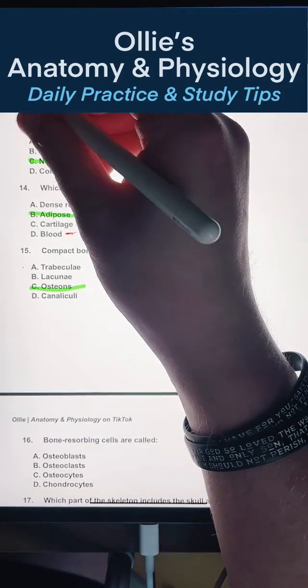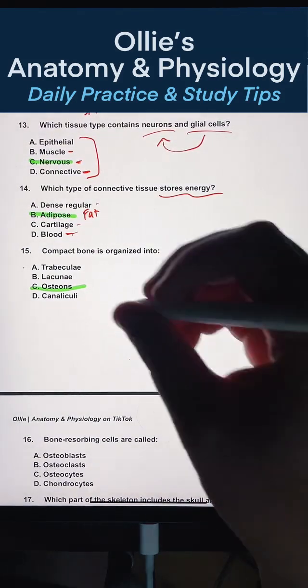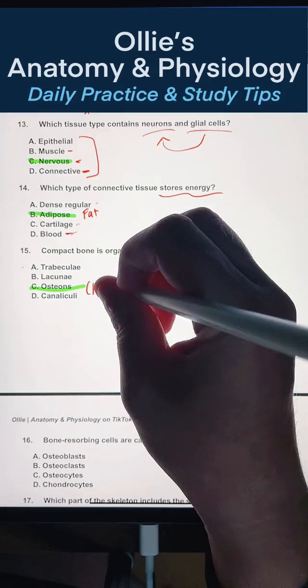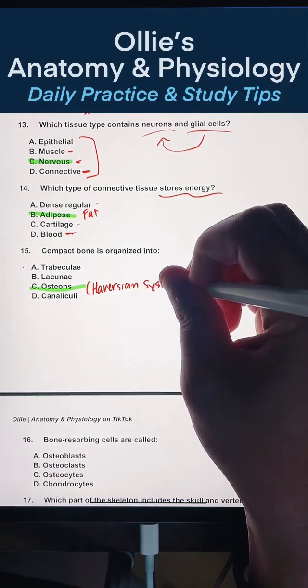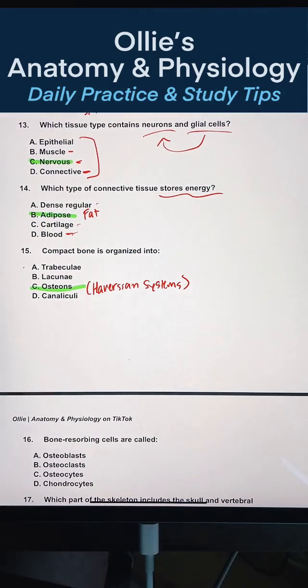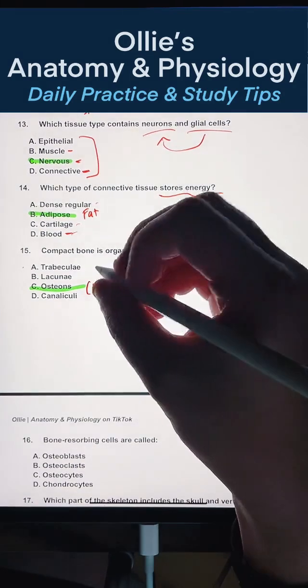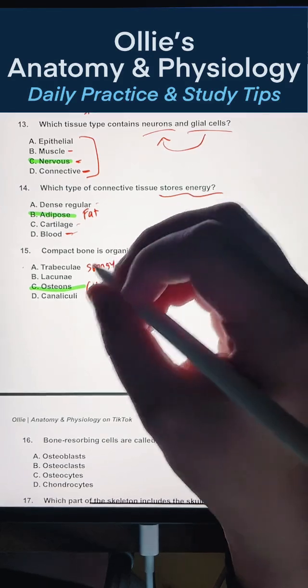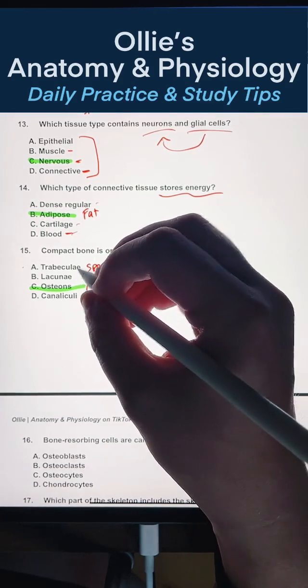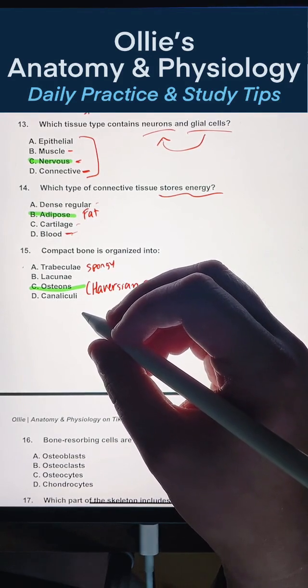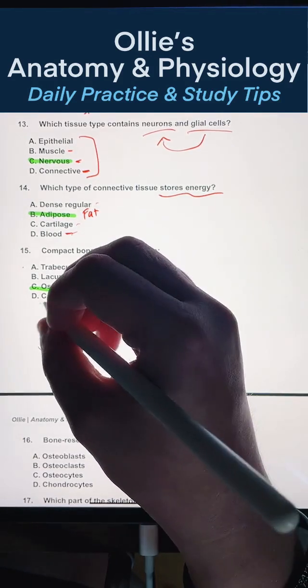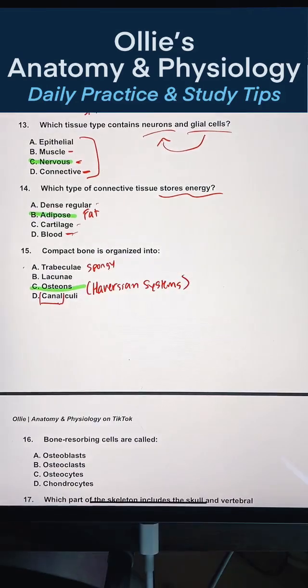The answer is C. It is osteons, which are also known as our Haversian systems. They're structural units of our compact bones. Trabeculae are found in our spongy bone. Lacunae are the small spaces for osteocytes, and the canaliculi are the tiny canals between lacunae. It has it in the name, canal, so it's kind of like a canal for the lacunae in between them.